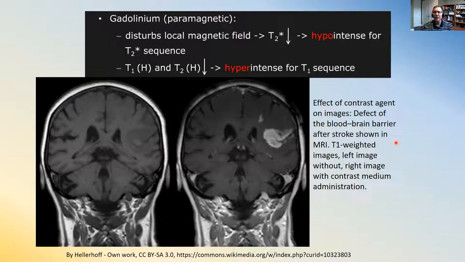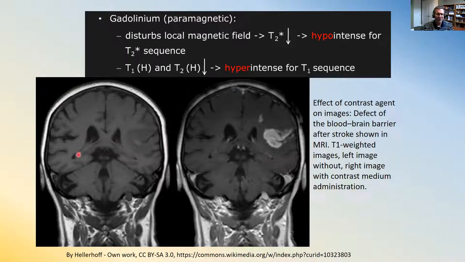So let's take a look at that. So this is a defect of the blood-brain barrier after a stroke. So if you just look at the image on the left, this was pre-contrast agent. Can you tell where the stroke was? A doctor probably would. I'm not a medical doctor. I can't. I see some difference in these cavities here.